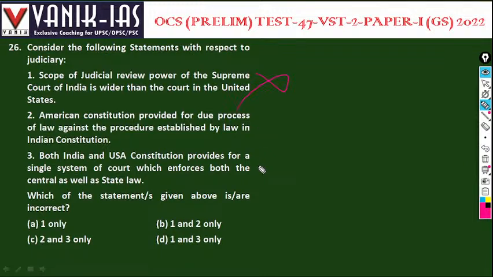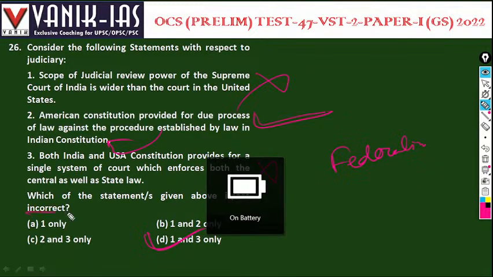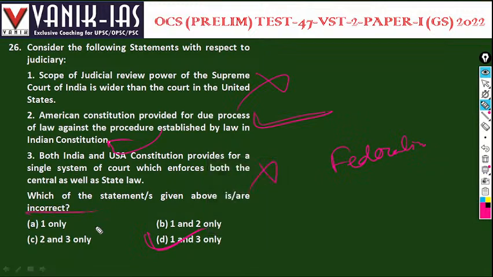Next, both the Indian and US Constitutions provide for a single system of courts which enforces both central as well as state law. No, this is wrong. There is strong federalism in the case of the USA. So the second statement is also wrong. This statement is right: the American Constitution provides due process of law, and India has procedure established by law. So options 1 and 2 are wrong. They asked what is incorrect, so 1 and 2 are incorrect.